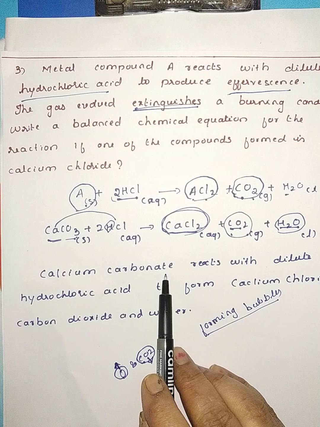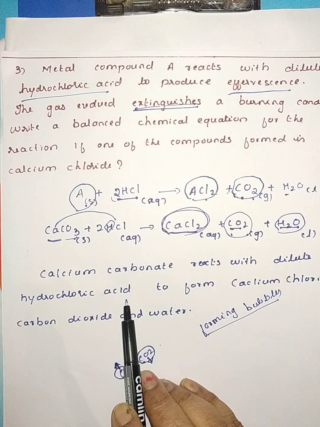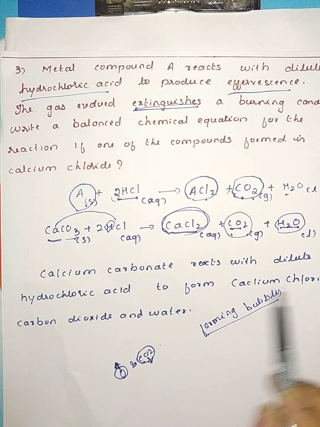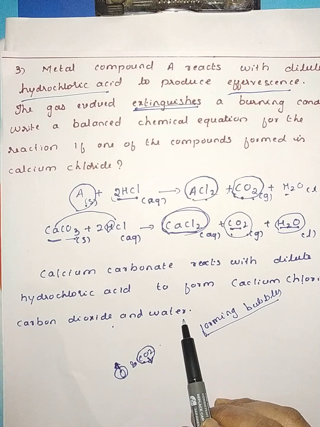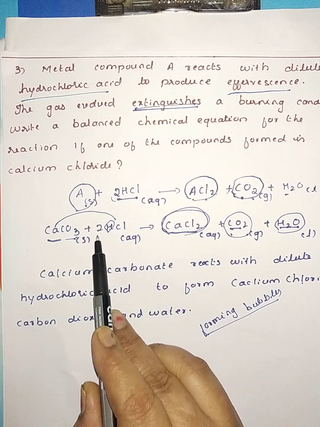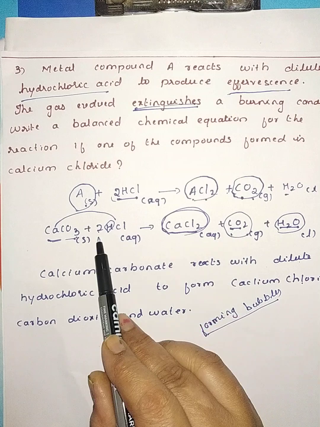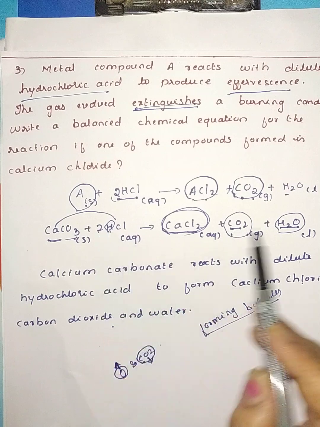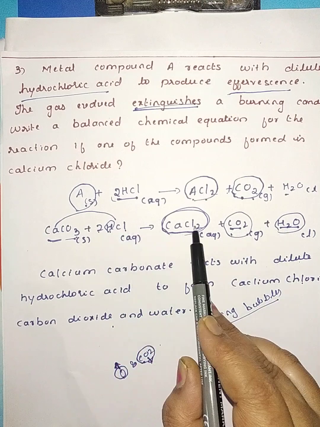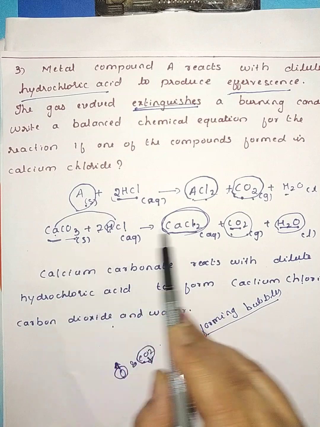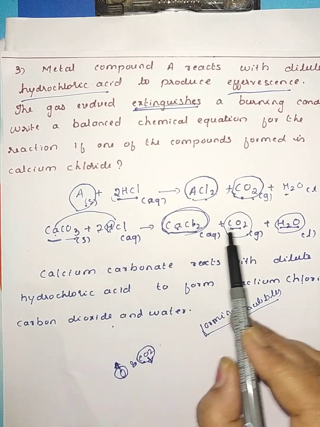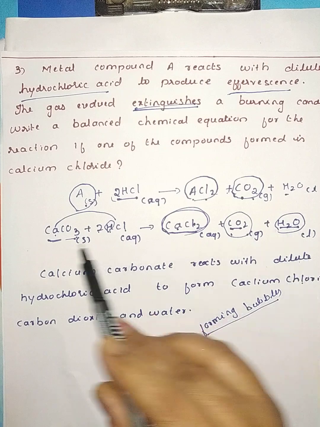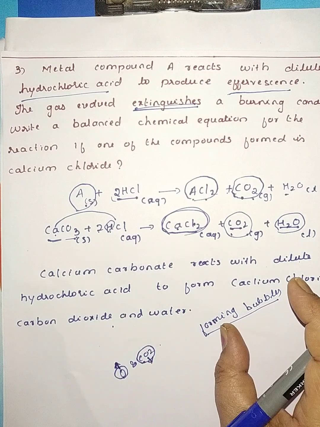So calcium carbonate reacts with dilute hydrochloric acid to form calcium chloride, carbon dioxide and water. We have to balance it with 2HCl: 2H, 2H, 2Cl, 2Cl, Ca, Ca, CO3 gives CO2 and 1 O. So this is the balanced chemical equation.